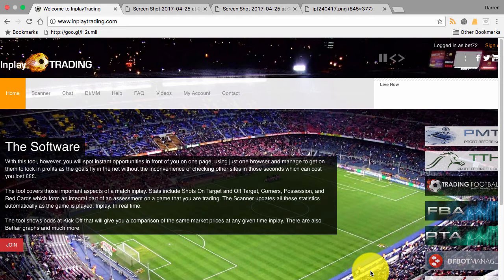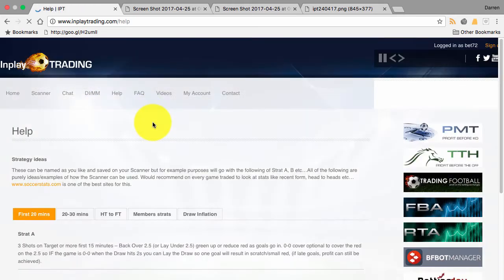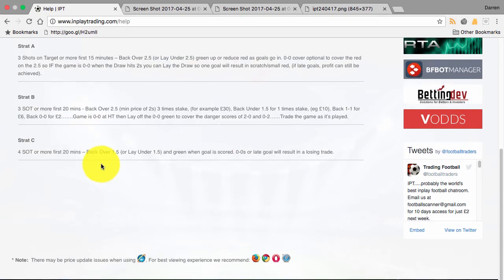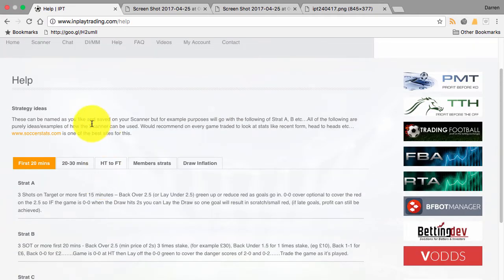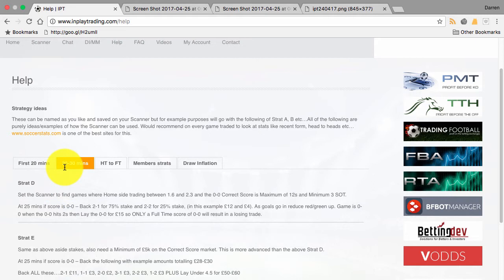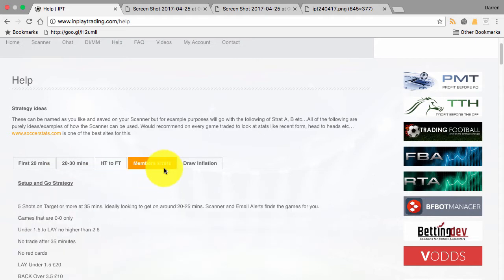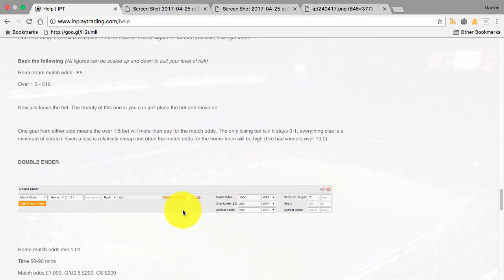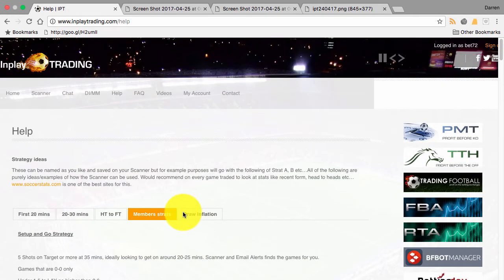The second one, again as a member of the site, there's some very good help and tutorials, and one of the things is some strategy ideas. Some of the common strategies that are used are broken down into various sections of the game. You can see here we've got strategies which cover the first 20 minutes, 20 to 30 minutes, half time to full time. There are also members' strategies listed there, so if people are having success with some of their own stuff, they put those on there.